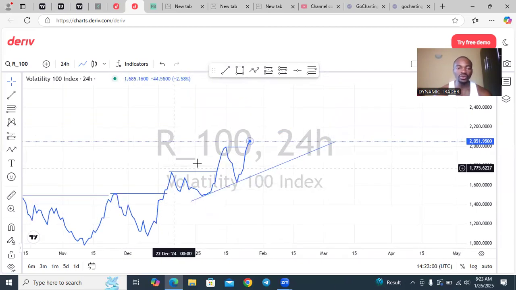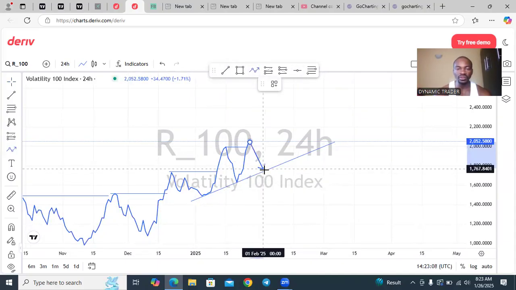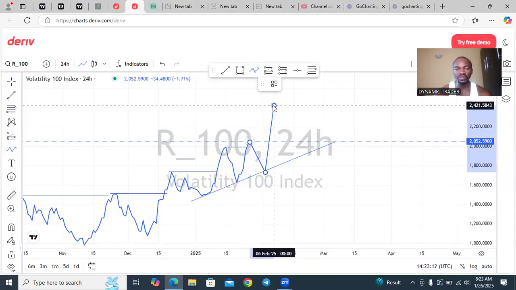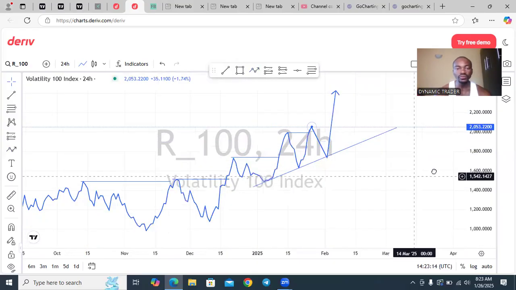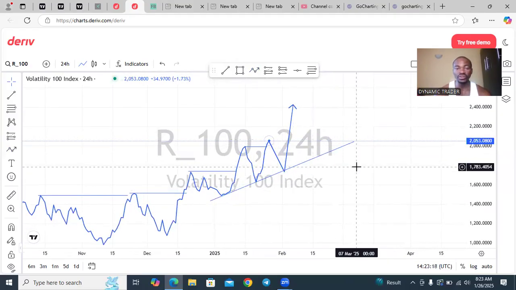So this is a break of structure. The market returned here. So this is the first touch, second touch. I'm anticipating that the market has to return back to this point. All right. The third touch is where you get involved and you climb to the upside. It's just as simple as that. All right. So this is on the daily.